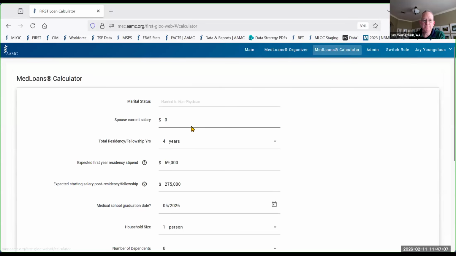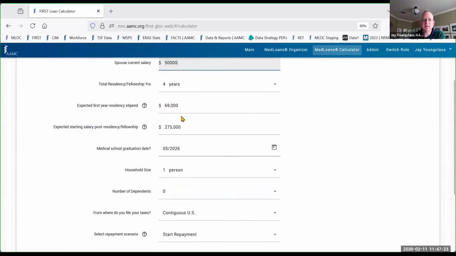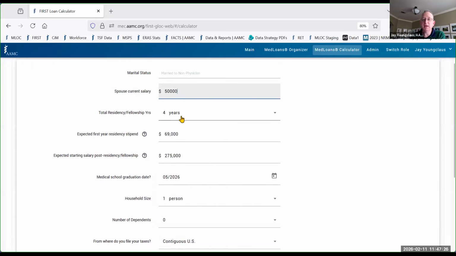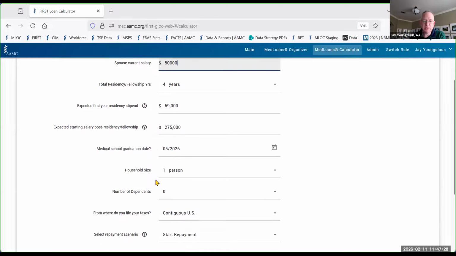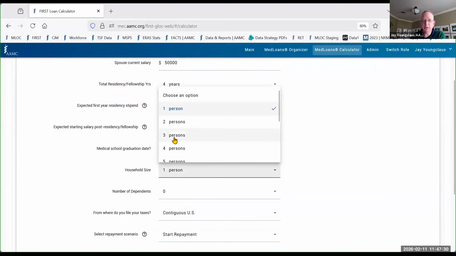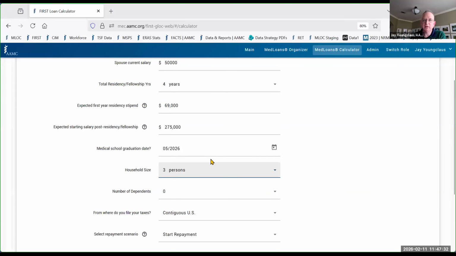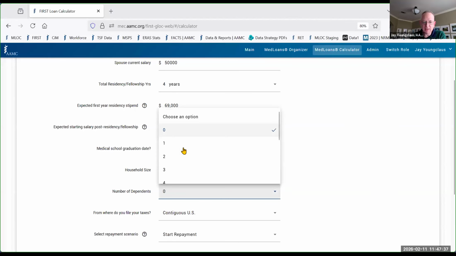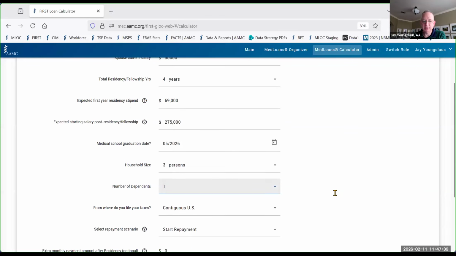So I'm going to go back to the calculator, and what you're going to see here is, oh, now we have a new field. Because we've selected non-physician, we need to know what is our spouse's salary. I have no clue. So I'm just going to enter a very straightforward baseline number, $50,000. And then let's imagine that not only are they married, but maybe they have a child. So in this case now, our household size would be three people, the two married physicians, and then their child, and then that child is a dependent. So we're going to add in one dependent.